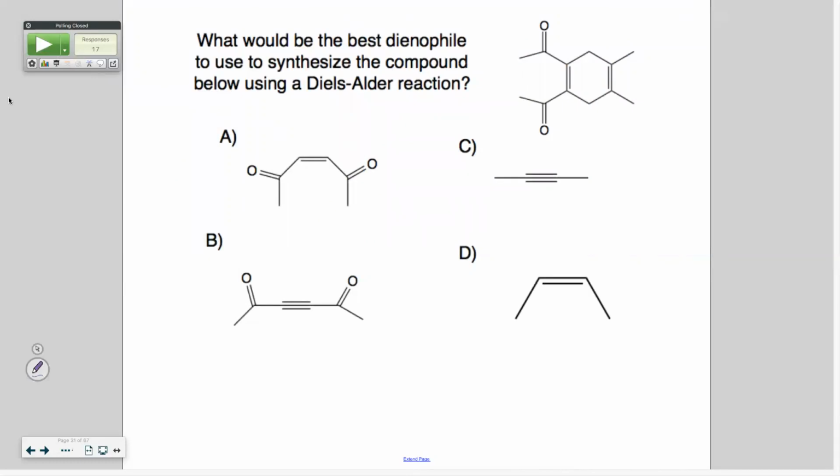What would be the best dienophile to use to synthesize the compound below using a Diels-Alder reaction? What would be the best dienophile to use?